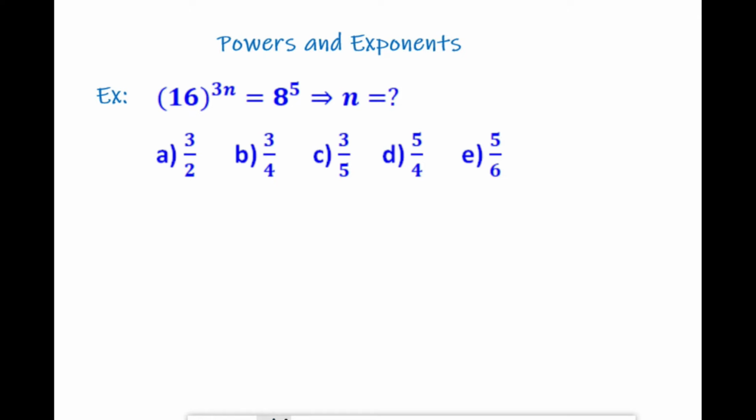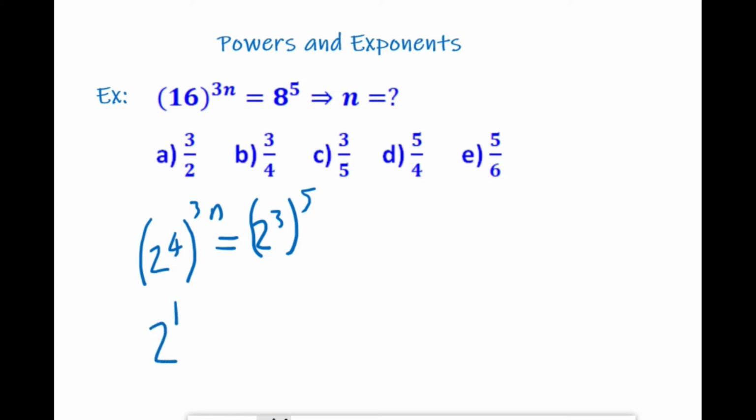In this question, we're going to write 16 as 2 to the power of 4, and I'm writing the rest of the question to the power of 3n. This is going to be equal to, again, 8 can be written as 2 to the power of 3 to the power of 5. So if you take the power of the power, then you're going to multiply the powers. Okay, so the left side is 2 to the power of 12 and the right side is 2 to the power of 15.